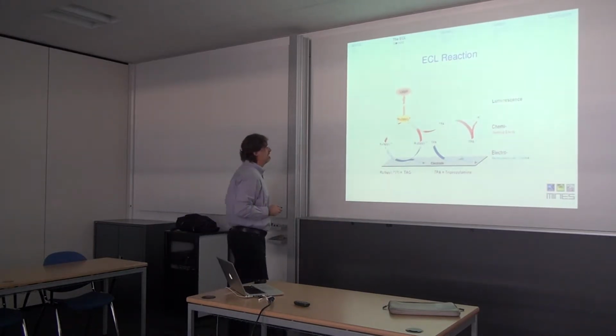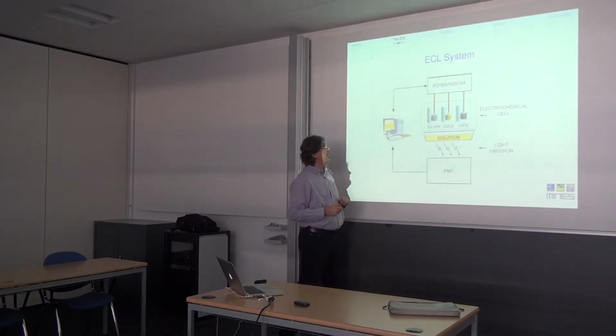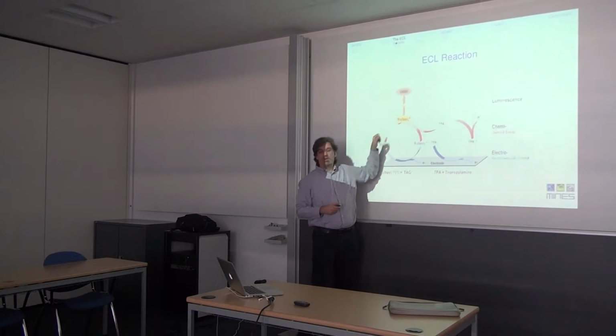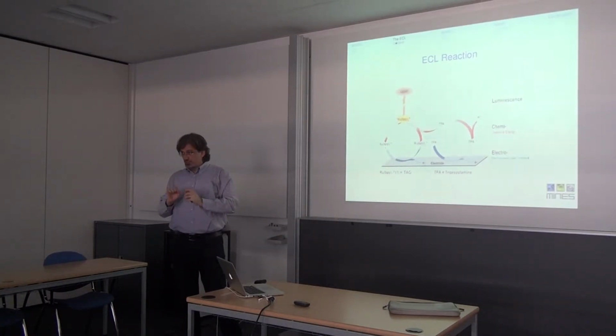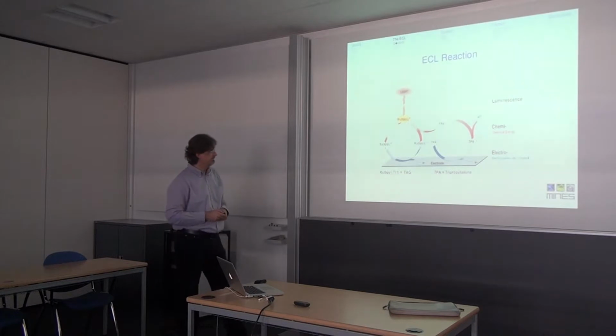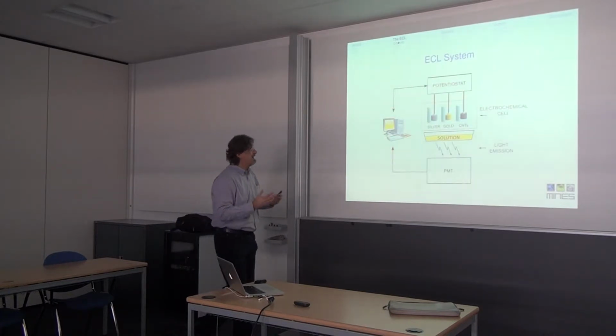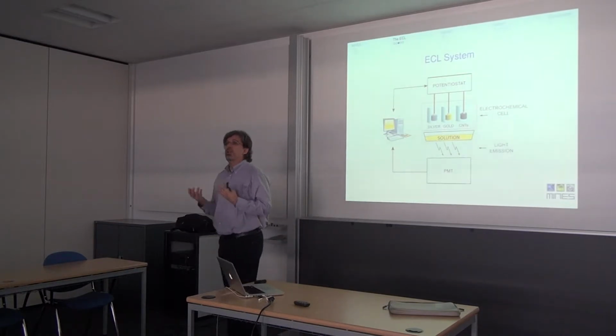So this is the concept. And the emission of the light, it is now talking about ruthenium, an orange light, 620, 622 nanometers in wavelength. So I need to set up my system. It is an electrochemical cell.